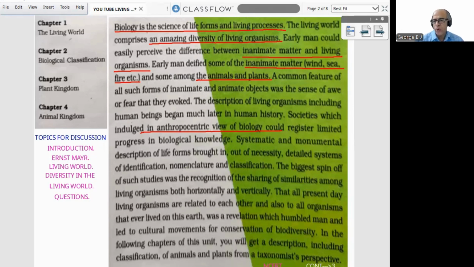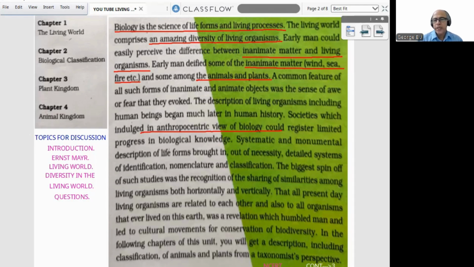Not all statements are needed. Certain statements I marked with red. They are a little bit important. So what is biology? Biology is the science of life forms and living processes. And we can find the living world comprises amazing diversity in living organisms, diversity, variation. And we can easily distinguish inanimate matter and living organisms. Inanimate matter mainly includes wind, sea, fire, all this. While the living part comprises animals and plants. I think that idea is clear.